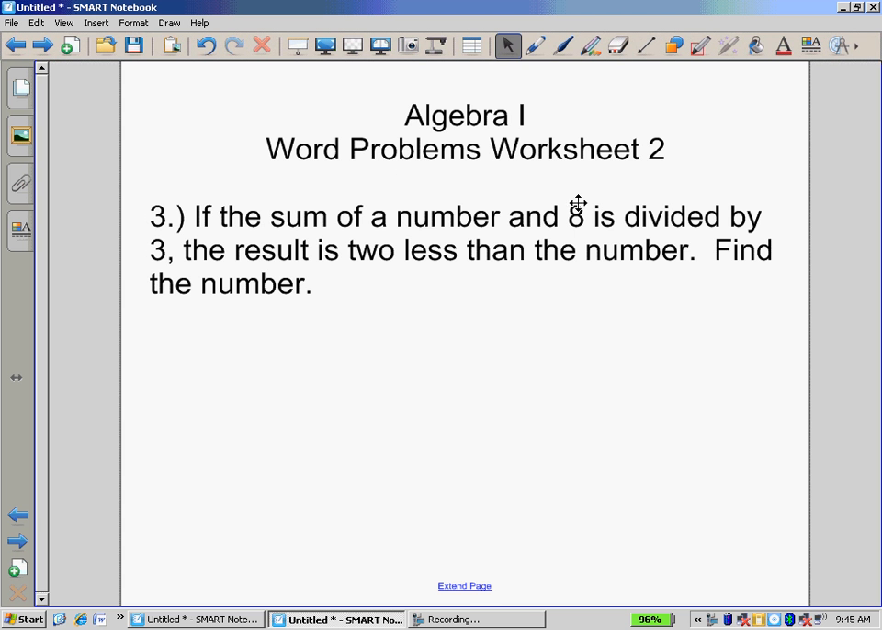If the sum of a number and 8 is divided by 3, the result is 2 less than the number. Find the number. Again, I really suggest that you try this on your own. So this would be the time to pause the video, work it out on a sheet of paper, and then compare to see if you got it correct.